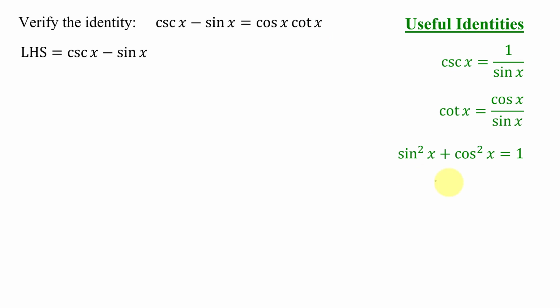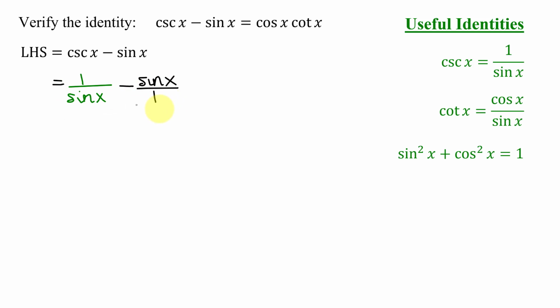So here are some useful identities for this problem. The first thing I need to do is rewrite the cosecant of x as 1 over the sine of x. So my left-hand side becomes 1 divided by the sine of x minus the sine of x. Now I need to combine these two terms. As the first one is a fraction, I turn my sine x into a fraction by dividing it by 1.